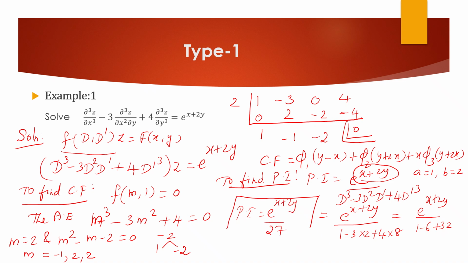So now we can write the complete solution z as CF plus PI. Together CF and PI give the complete solution. So finally we have to write our CF plus PI as our complete solution.